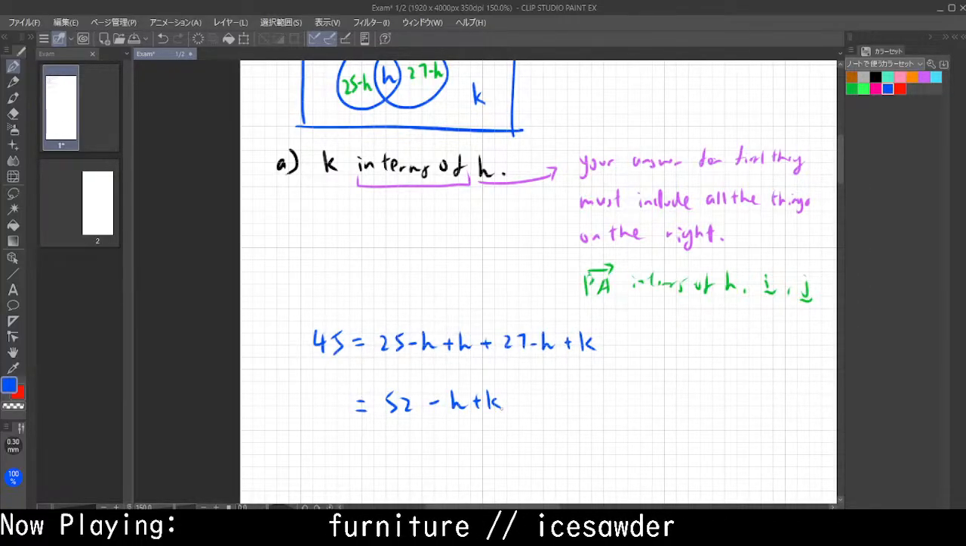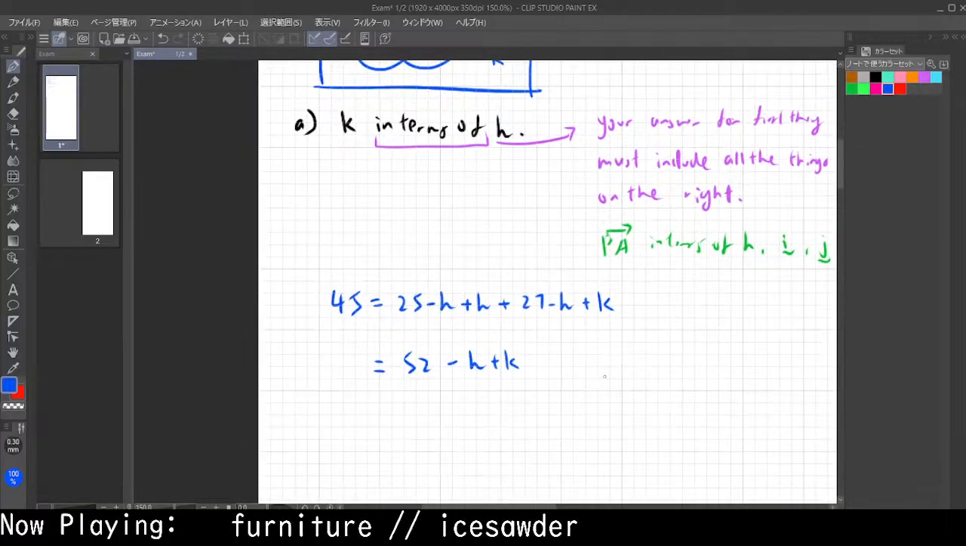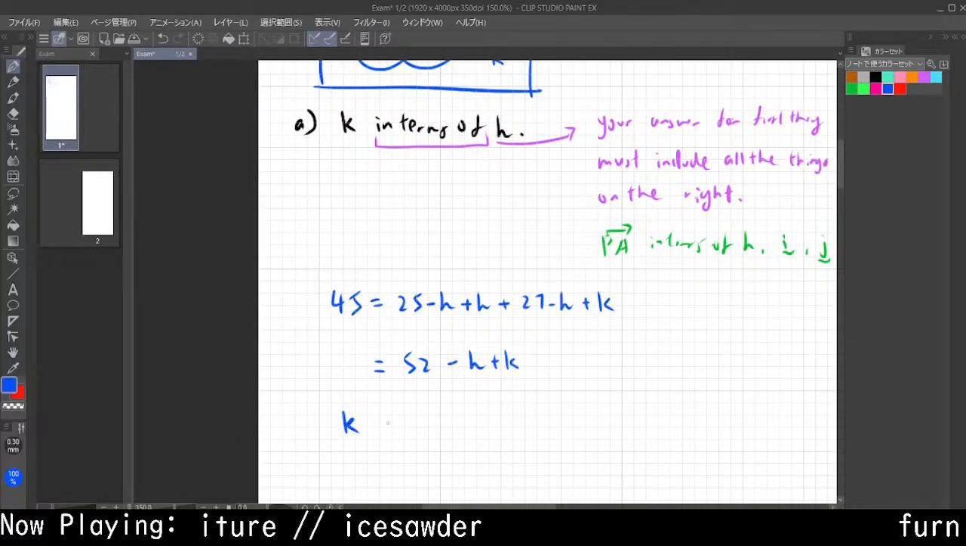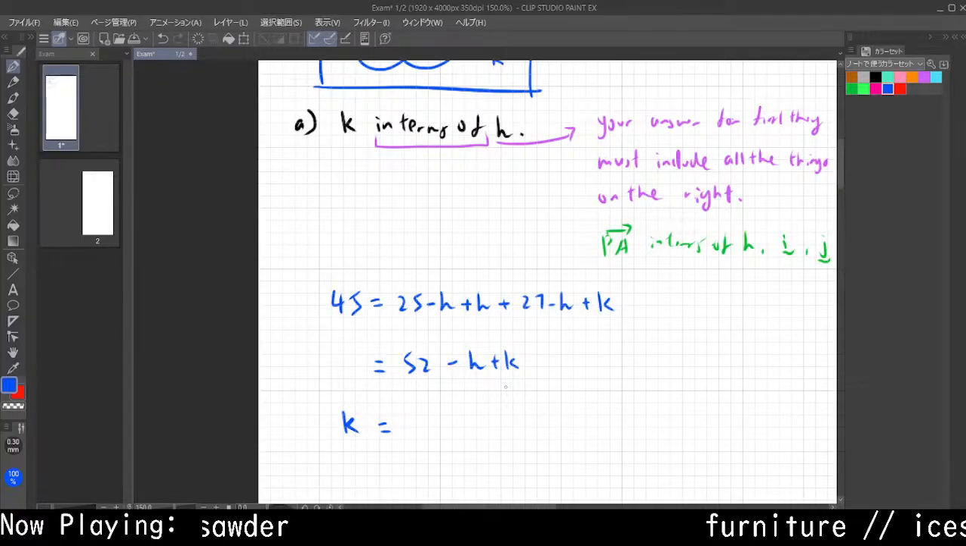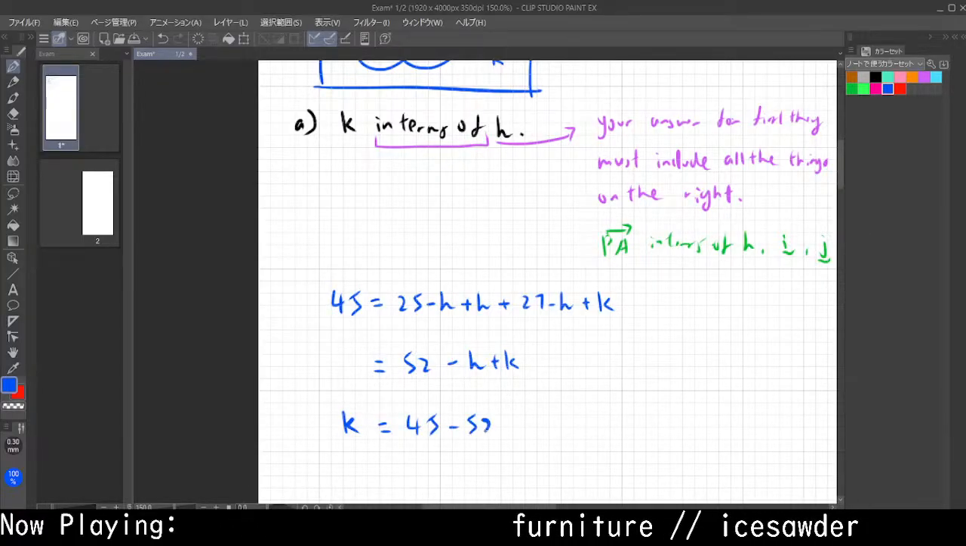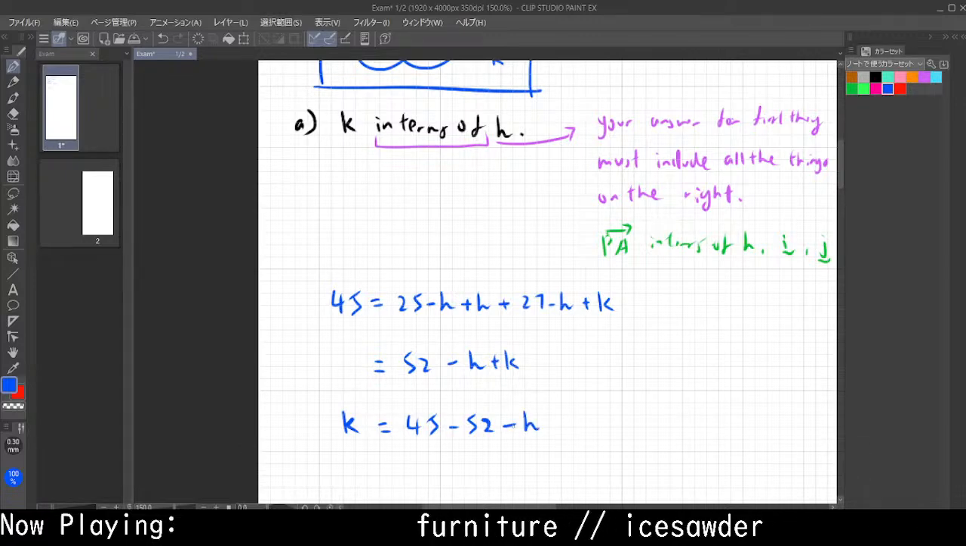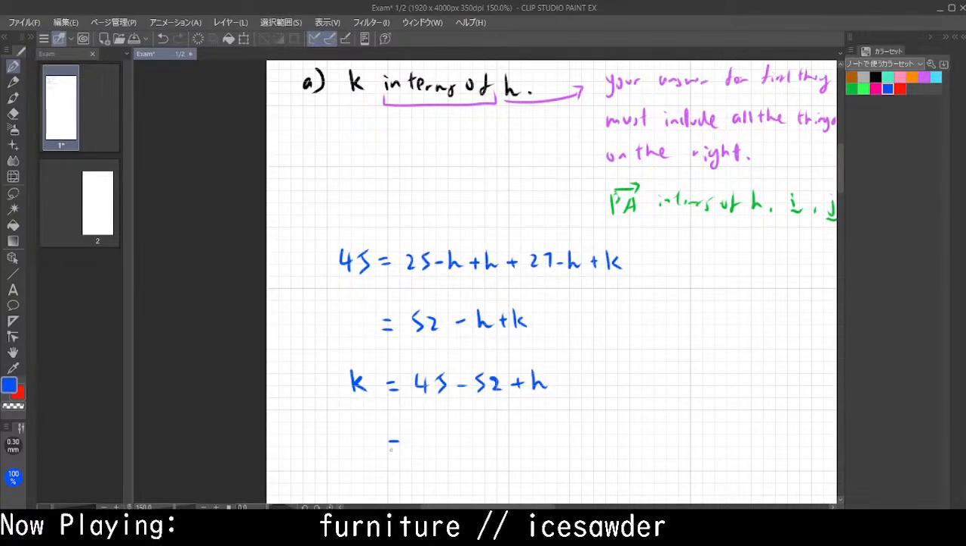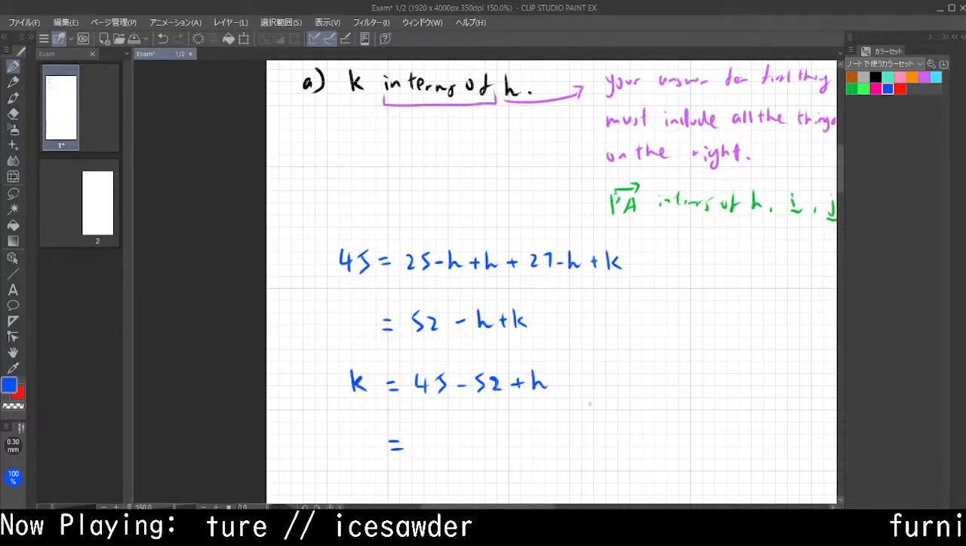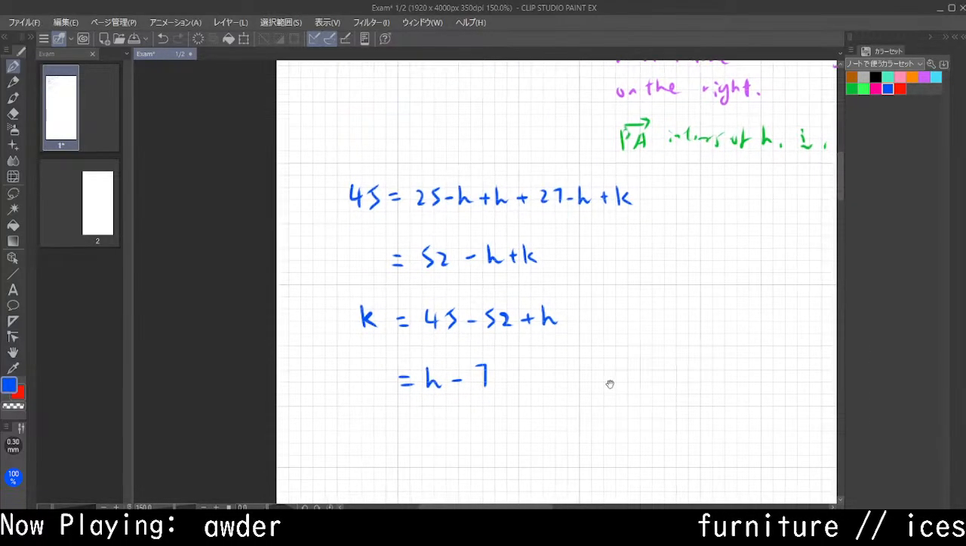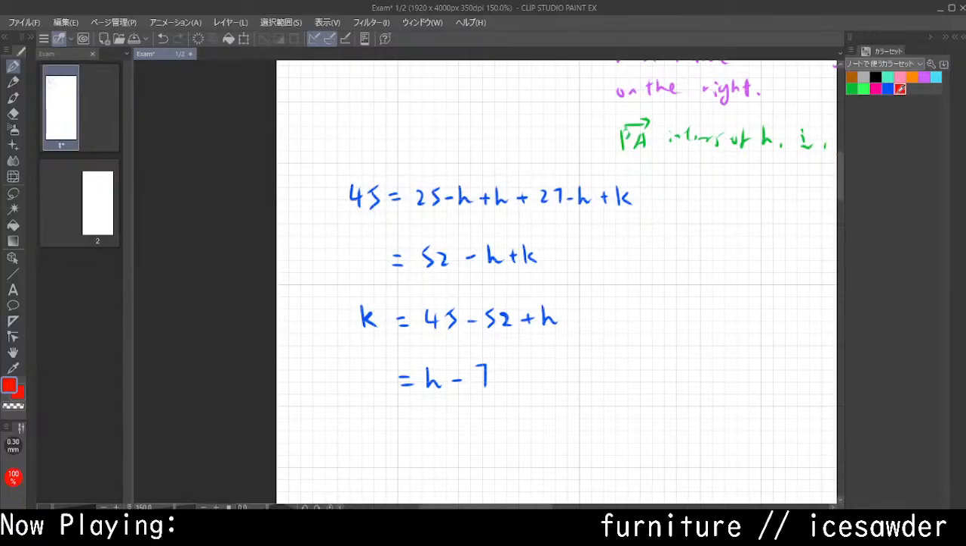You want k in terms of h, so your k you leave alone on one side. Then everything else that's not related to k, you just bring over to the other side. So 52 you bring over, it becomes minus; h you bring over, it becomes plus. So you rearrange this, 45 minus 52, you get negative 7. So I put it behind h over here. Therefore I get k equals h minus 7.